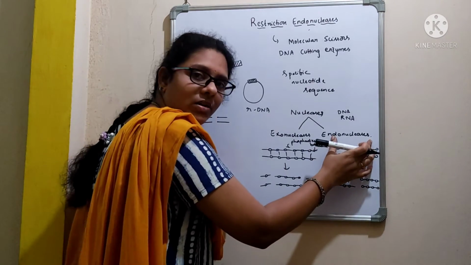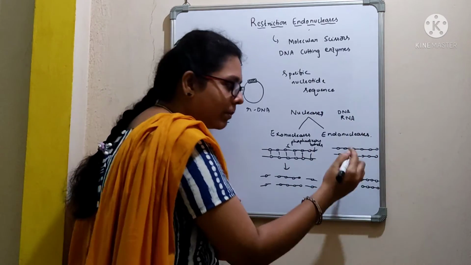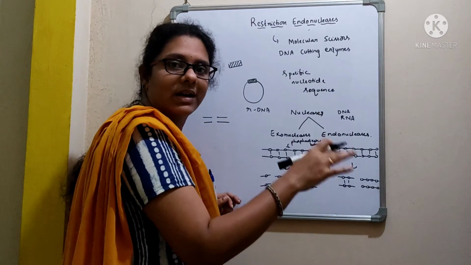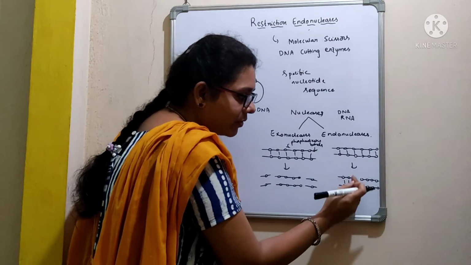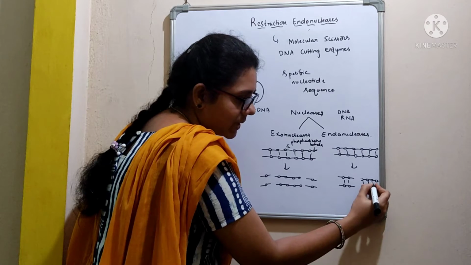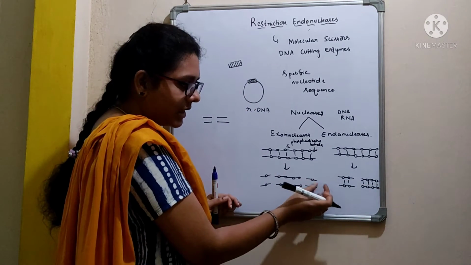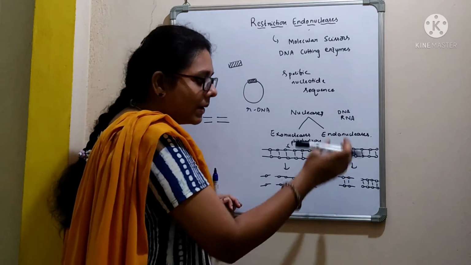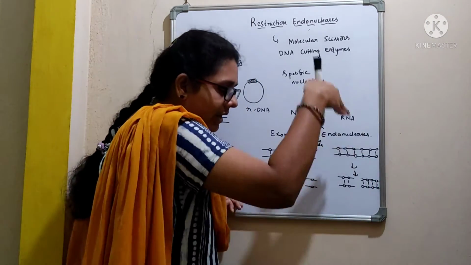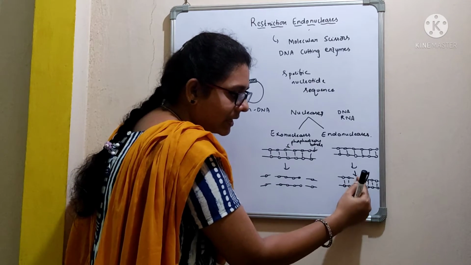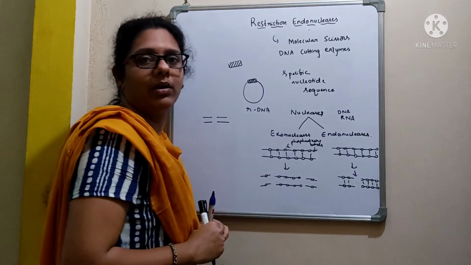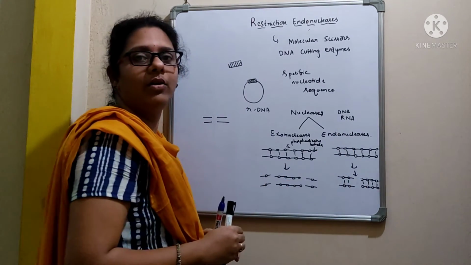Whereas coming to the endonucleases, they are the group of enzymes which are going to specifically cut the DNA at a recognition site. See here, they are going to cut within the DNA molecule. Observe the difference here. Here the nucleotides were removed at the terminal region, but in the case of the endonucleases, this is the cleavage site where it is going to cut the double-stranded DNA at a specific recognition site, that is within the DNA molecule. Those are the endonucleases.